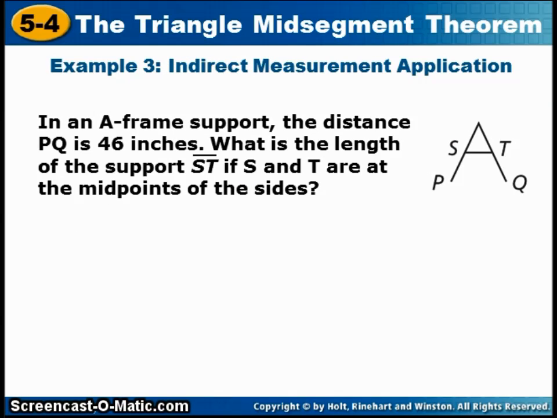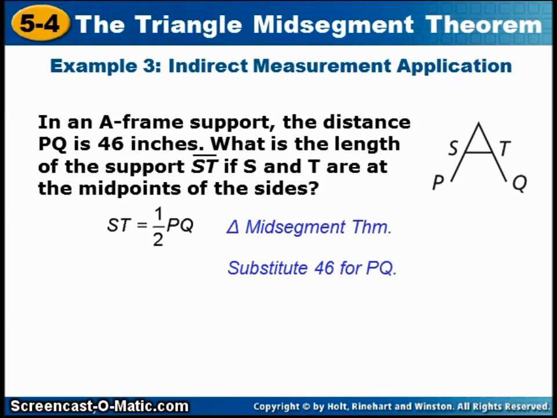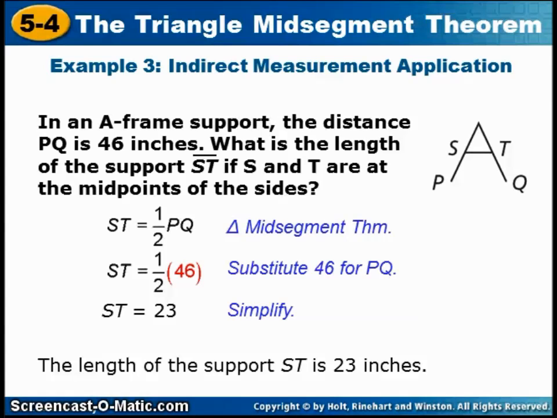Alright, next set of examples, example 3. In an A-frame support, the distance PQ is 46 inches. What's the length of the support segment ST if S and T are at the midpoints of the sides? Well, again, because of the midsegment theorem, we know that ST is half the length of PQ. So if PQ is 46, half of 46 comes out to be 23. So the length of the support ST is 23 inches.